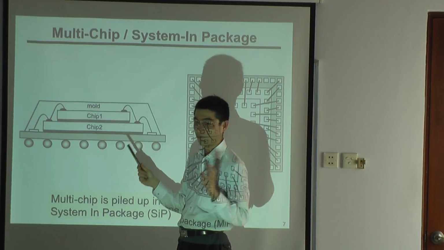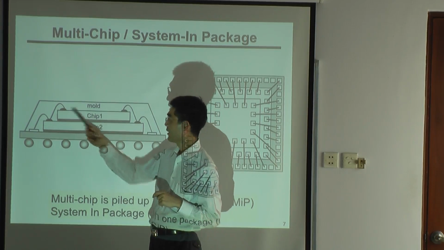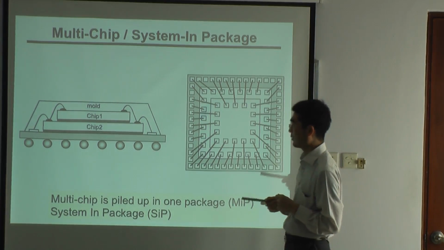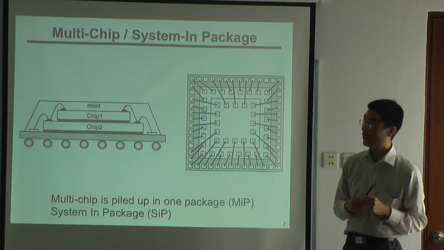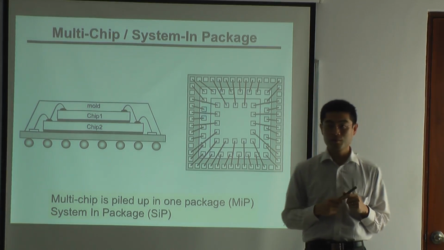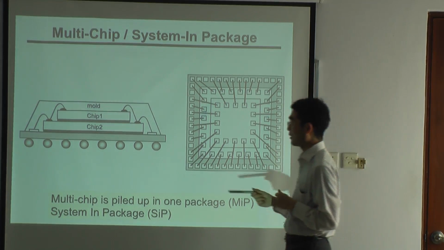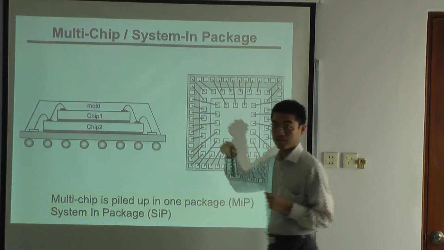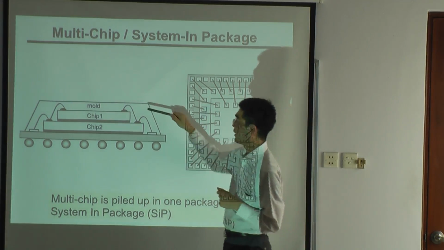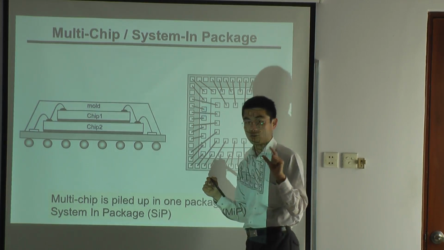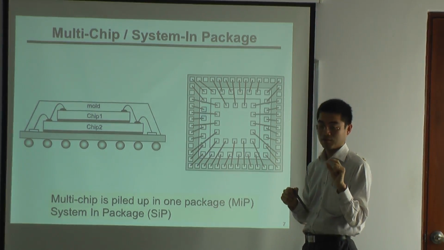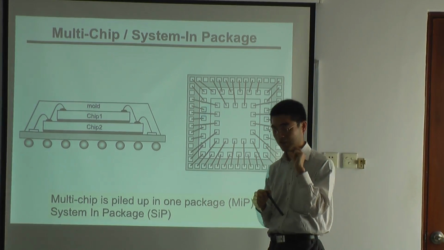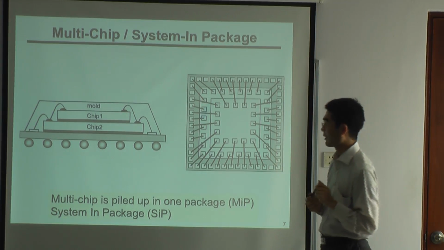For example, in many cases there is a memory on top of the CPU. And this is called multi-chip package or system in package. And inside of the package, we have a bonding wire like this, so that the bonding wire can be short. Short wire means less inductance and easier to transfer the signal.